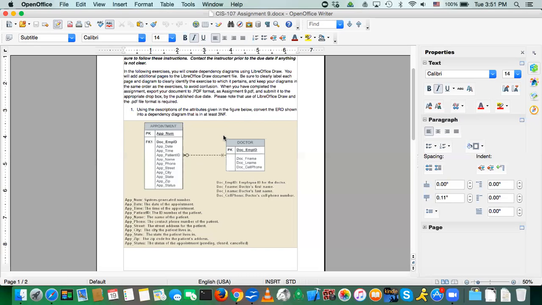And I can see where they're going. You've got this doctor here, and you can see that it relates over here, and you've got the foreign key 1, which relates to the primary key of doctor, and so you can see how that all ties together.